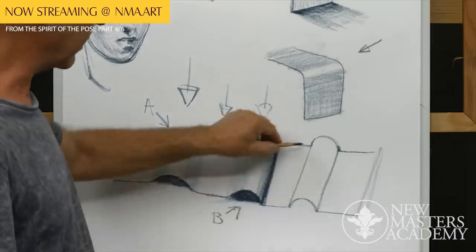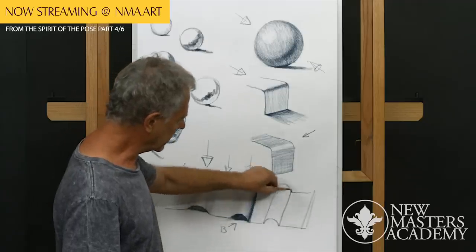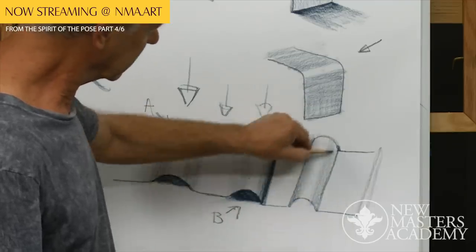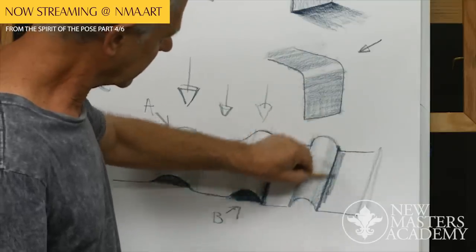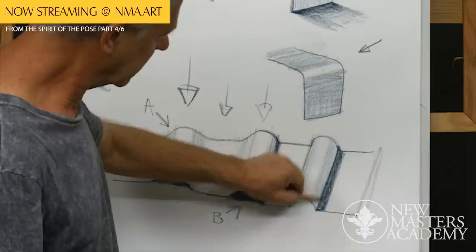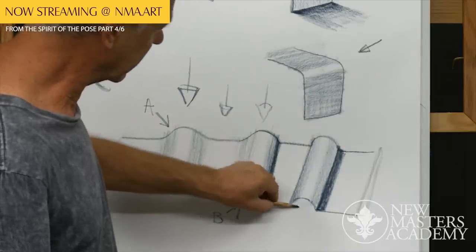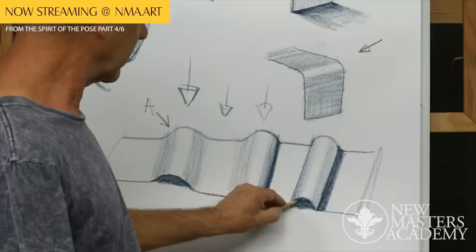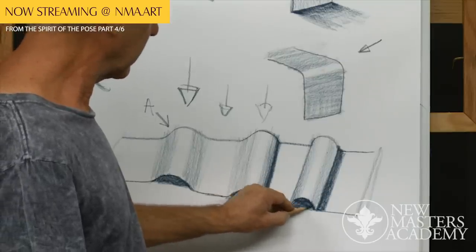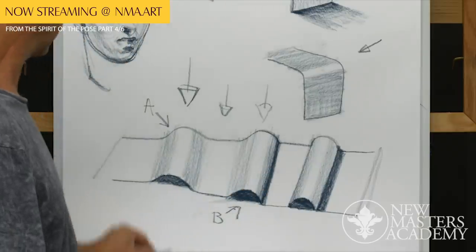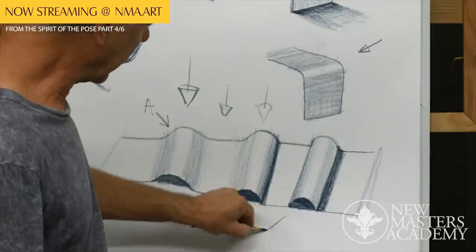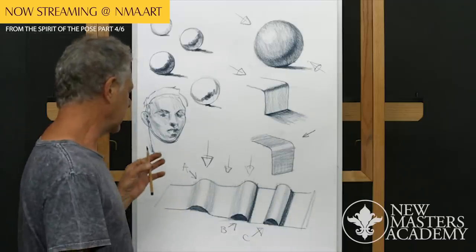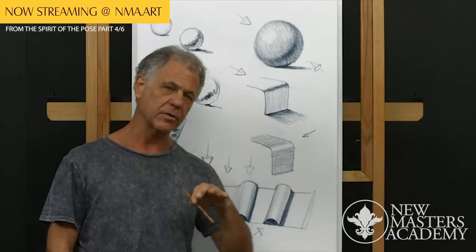The third thing that you're likely to encounter is a light surface being hit, but it turns away from the light source on both sides. Again, here you're going to get a little cast shadow, maybe a little more. Possibly a little more. Yeah, okay. And we'll call that C. 1, 2, 3, ABC. Those are three different scenarios that you're likely to encounter over and over again when you're working with the figure.